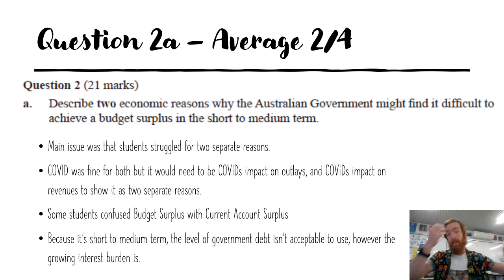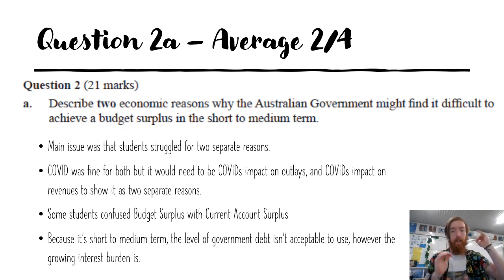That would be 2 great ones to talk about to get more marks than the average, which is 2 out of 4, whereas 4 out of 4 was totally achievable. Some students also confused a budget surplus with the current account surplus, which I've noticed a lot happening this year. They're not the same. Budget is all about tax and government outlays. Current account is all about money coming into and out of Australia.